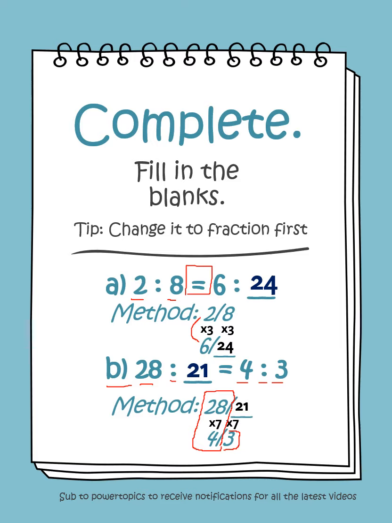And why have an equation sign here? Why is that equation sign written here? It's because this fraction can be simplified into this. So 6 to 24 can be simplified to 2 to 8. 28 to 21 can be simplified to 4 to 3. That's why they are equal.